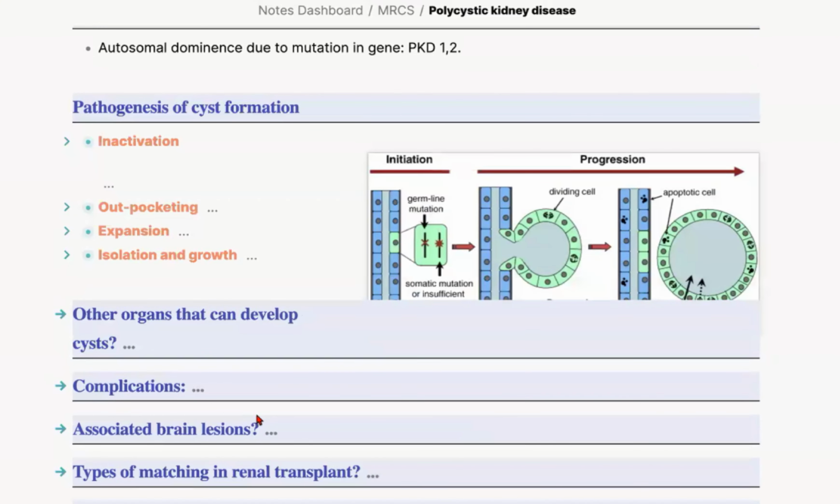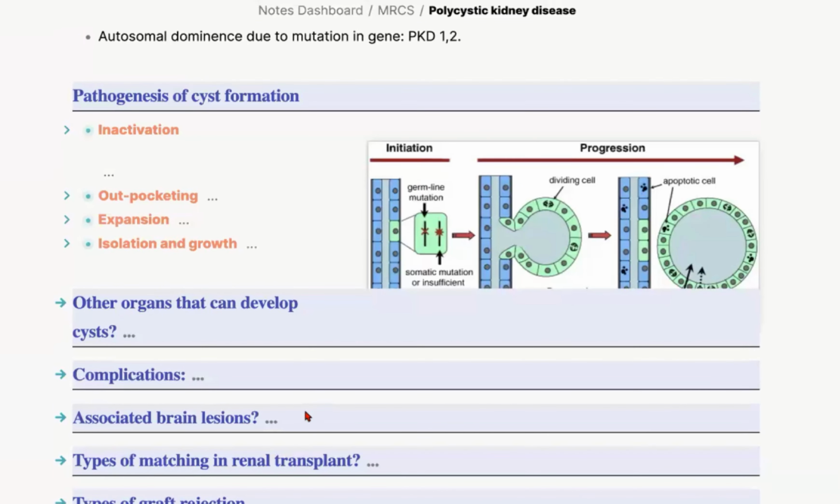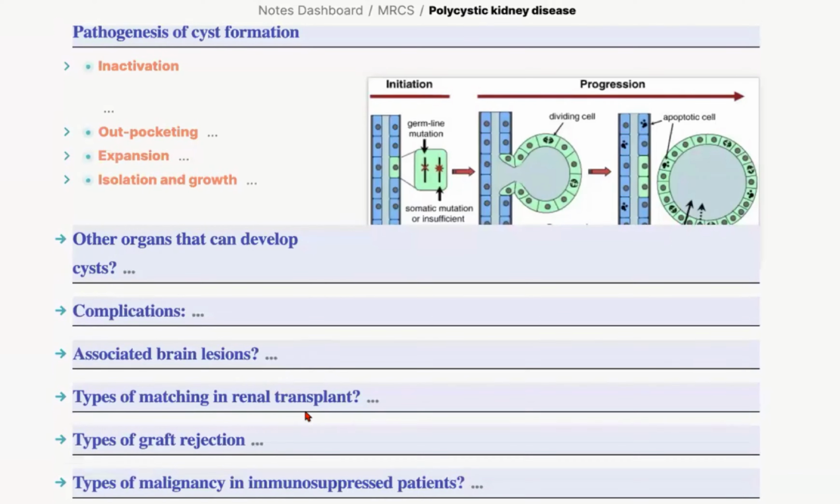And what are the complications of this condition? The complication is first one being the hypertension because of the compression of the renal parenchyma. There can be infections. Then in chronic condition can go into renal failure. What are the associated brain lesions in this condition? It's associated with cerebral aneurysms.